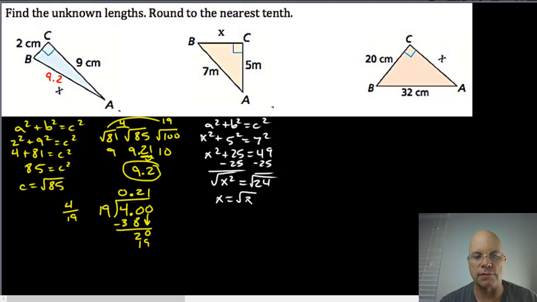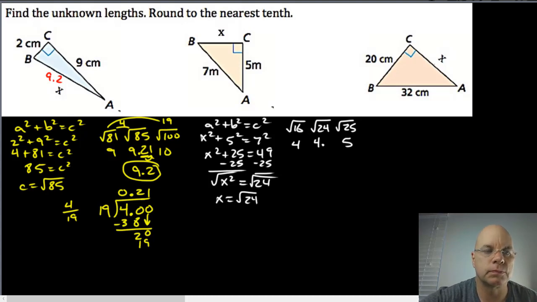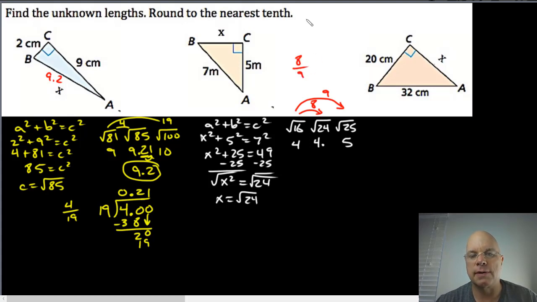x is going to be the square root of 24, which is very close to 25. The square root of 25 is 5, so this is probably going to be 4.9, but just to be sure, we'll go through the same process. The next perfect square below 25 would be 16. The square root of 16 is 4. 16 to 24 would be a distance of 8, and 16 to 25 would be a distance of 9. So we're really trying to figure out what 8/9 is.